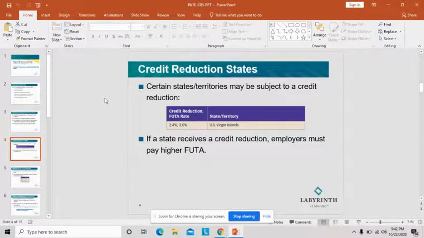In terms of credit reduction states, certain states and territories may be subject to a credit reduction. In the U.S. Virgin Islands, for example, there is a credit reduction FUTA rate of 2.4%, 3%, respectively. If a state receives a credit reduction, employers must pay a higher federal unemployment tax.